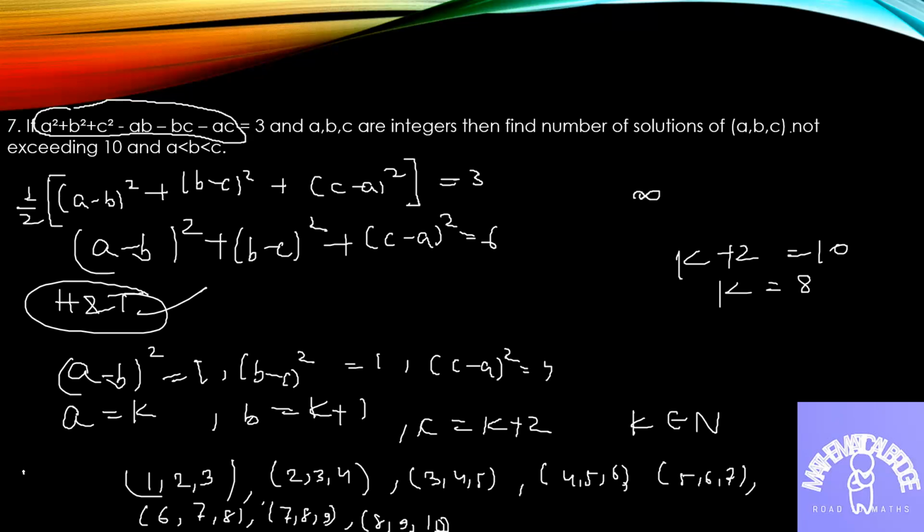Yes, 0, 1, 2 will also be a solution. Now since integers are given, not positive integers, it can also extend to the negative side, and the negative side also has infinite values.